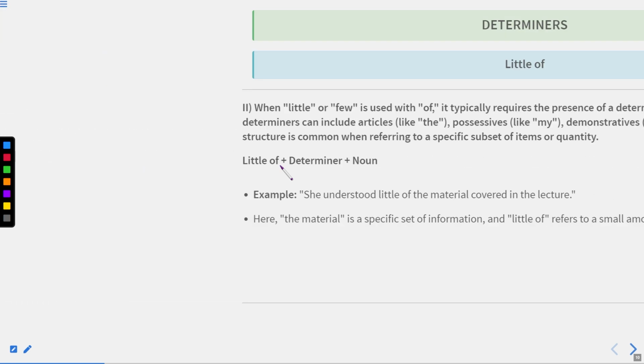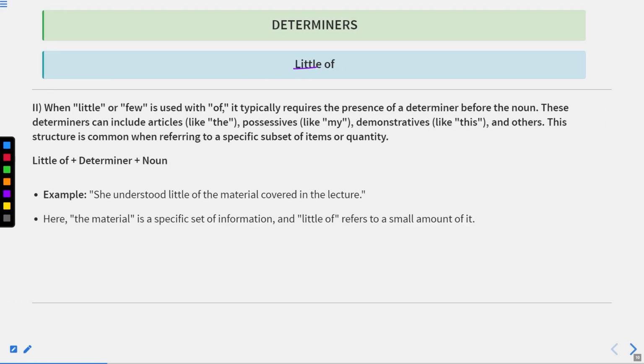Okay, now we'll discuss little along with the preposition of. When little or few is used with of, it typically requires the presence of a determiner before the noun. These determiners can include articles like the, possessives like my, demonstratives like this, and others. This structure is common when referring to a specific subset of items or quantity. For example, we can say little of plus determiner plus noun.